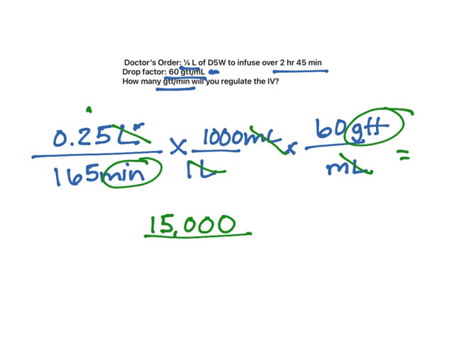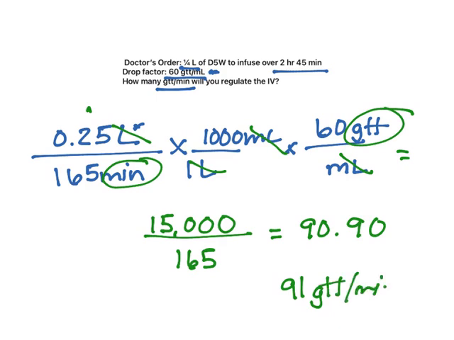And then we're going to multiply straight across the bottom. 165 times 1, and that's 165. So you're going to do 15,000 divided by 165, and you should get 90.90. So remember, drops, we are always going to round to the nearest whole number because we can't give 0.90 of a drop. So that's going to give us 90 GTTs per minute. All right, hope you guys got this one correct.